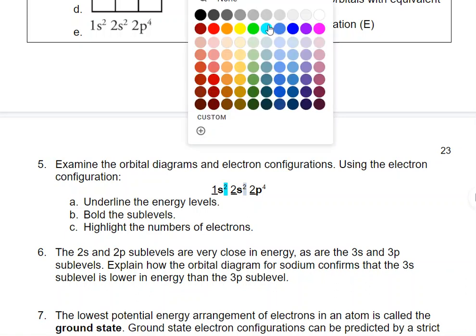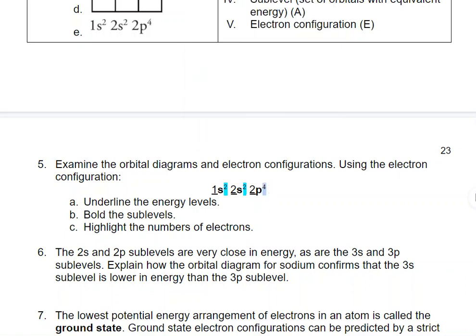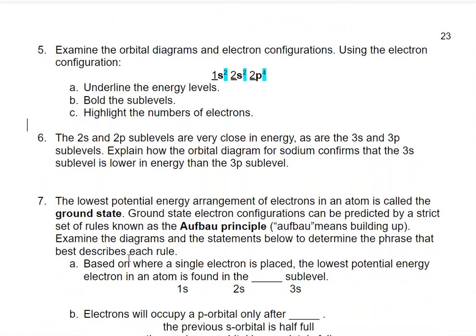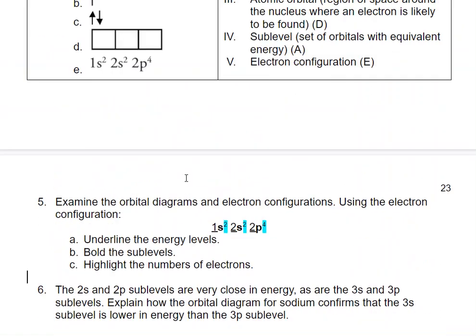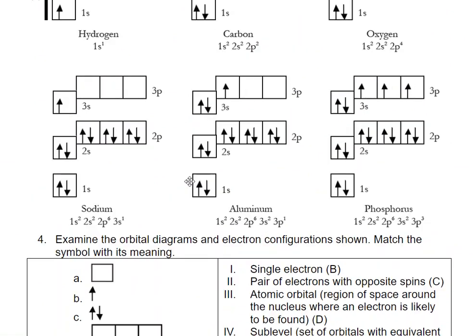So this feels very similar to what we did with the borders. Okay. So the 2s and 2p sublevels are very close in energy, as are the 3s and 3p. Explain how the orbital diagram confirms that the 3s sublevel is lower than the 3p sublevel. So let's take a look, and that one asked about sodium.